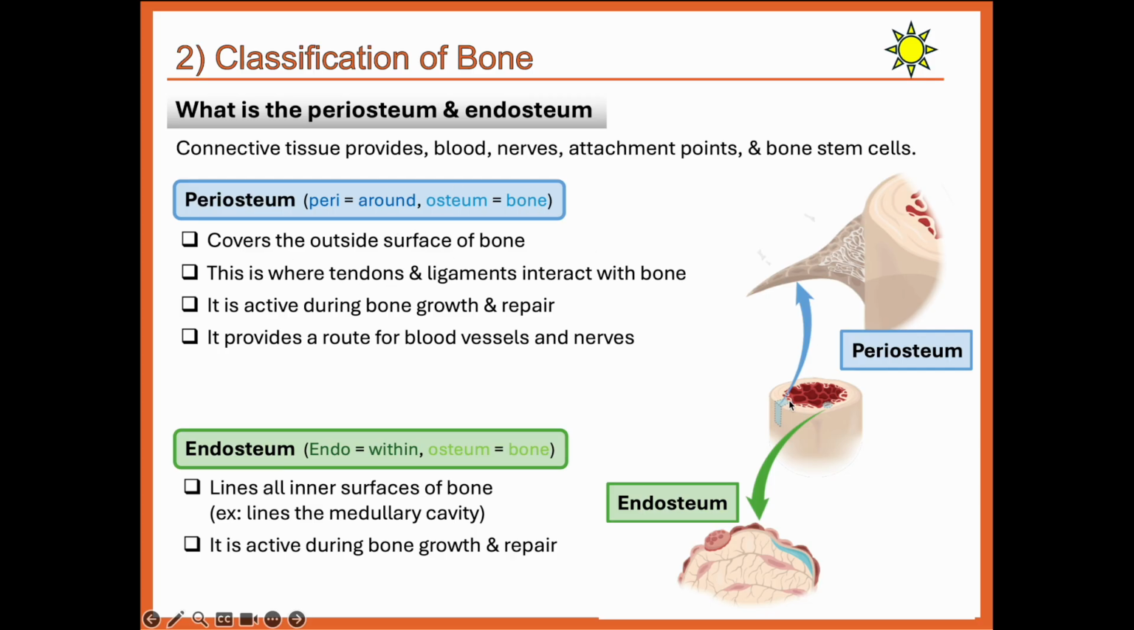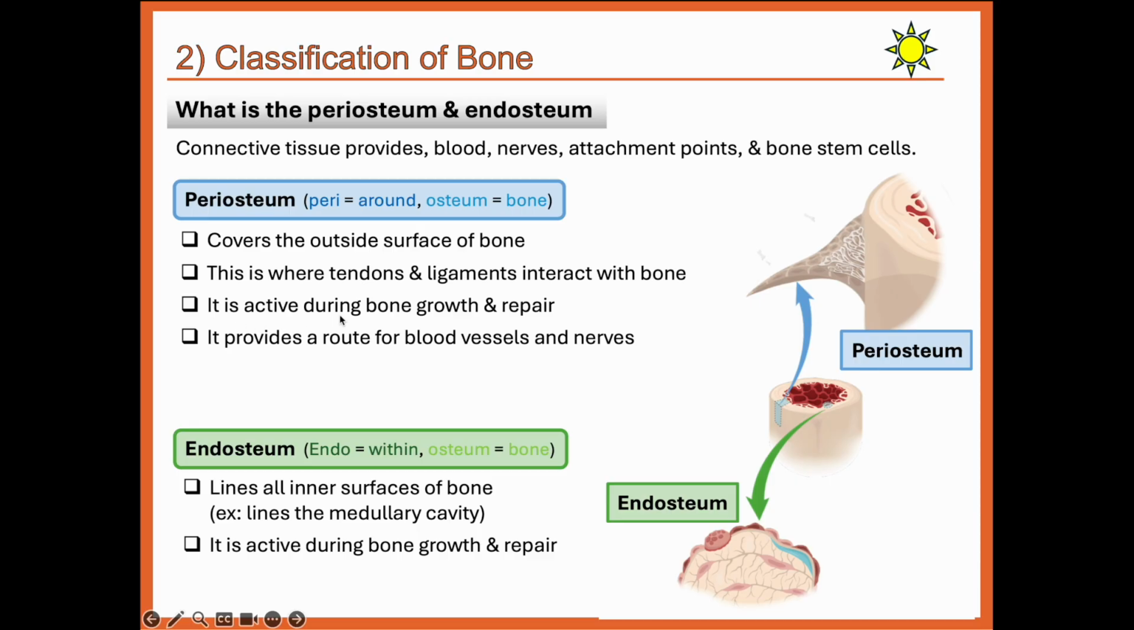Do you see, if I slice this long bone in the middle, in the shaft of the bone, there's this outer part, and then there's this inner part in the middle. This outer part covers the outside of the bone. All of this stuff is bone, but this outer connective tissue covers the outside of the bone, and this is where tendons and ligaments interact with the bone, right? Sometimes little tendons or ligaments of muscle need to interact with the bone. So this is oftentimes where this happens.